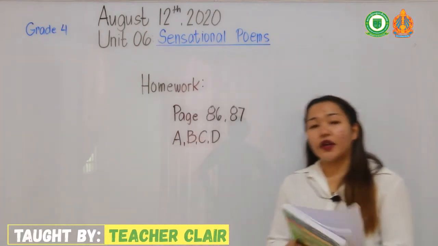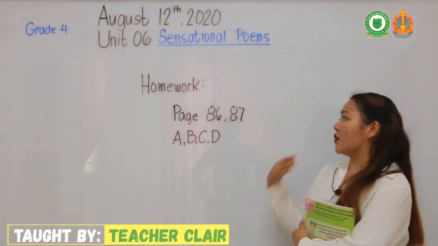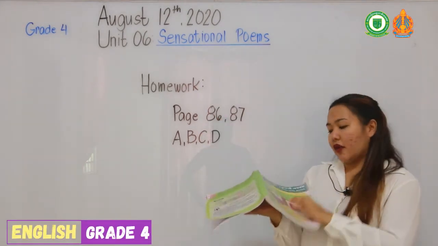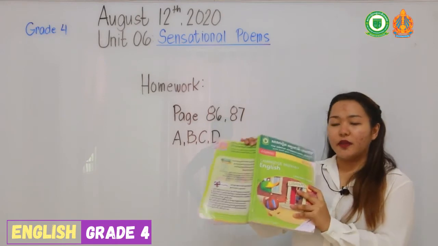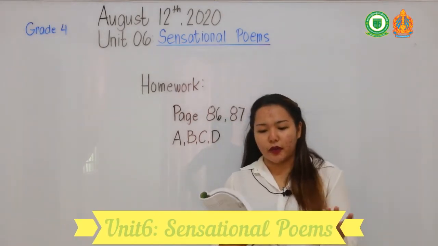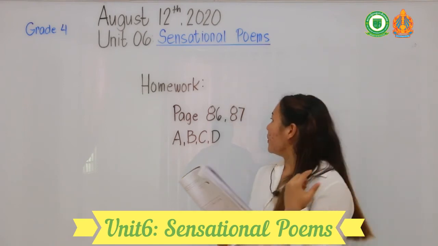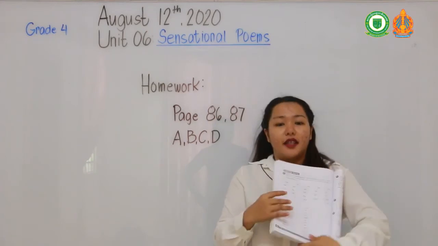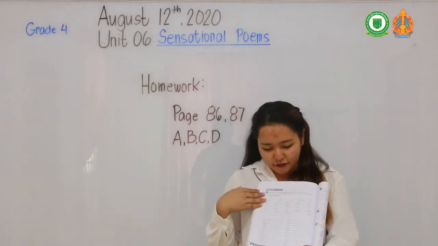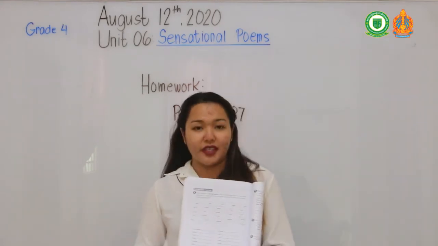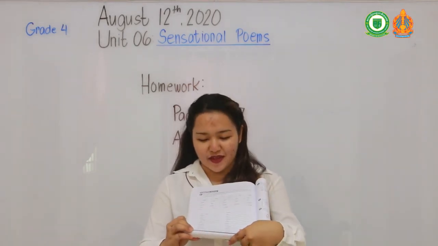So kids, for your homework, we are going to do page 86 and 87 of your workbook. So I've been showing you this book. You should be familiar with your book. Again, we have to maximize using your book. For page 86, we are going to just match. Okay, this is a fun activity, I think, because you have to know the sounds of your animals.